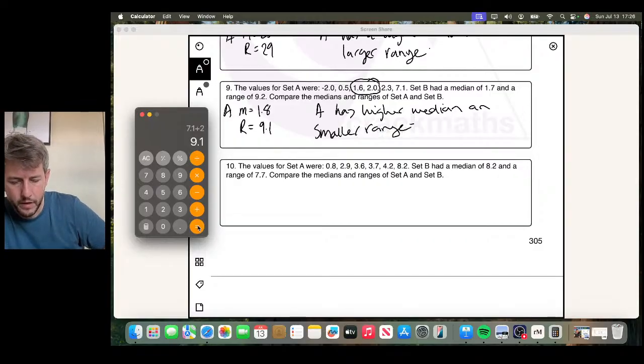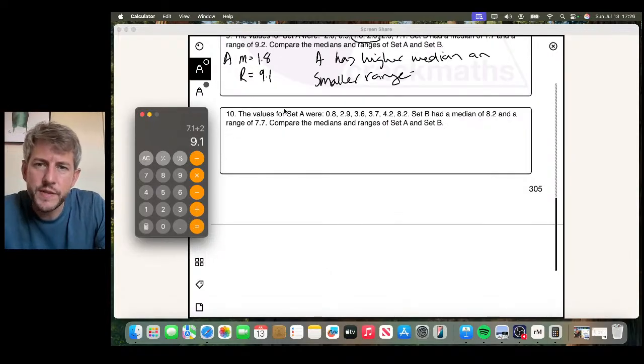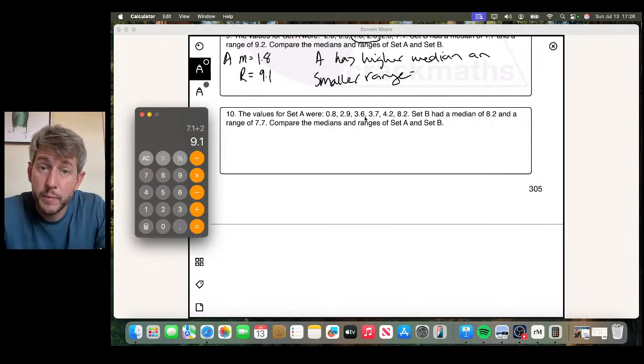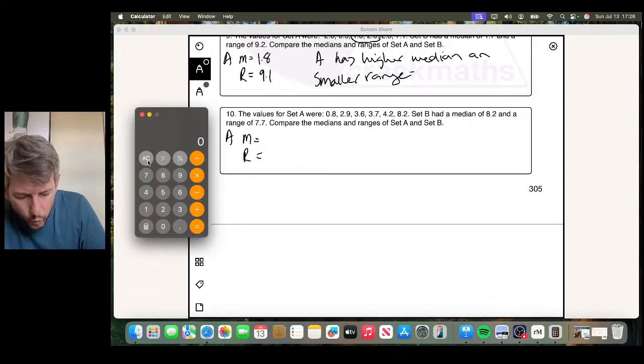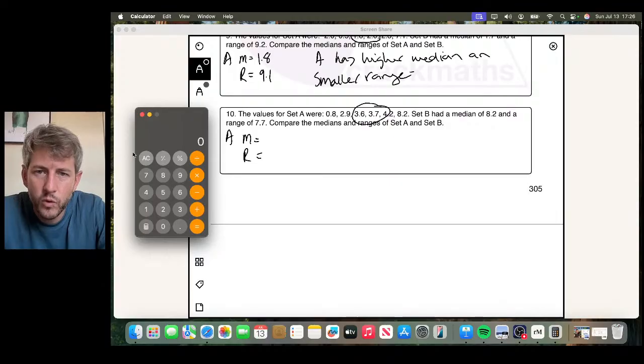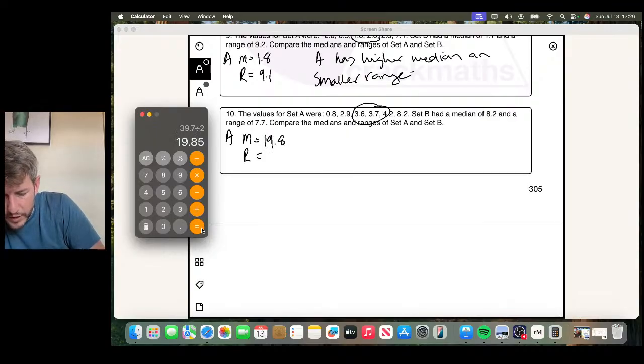Okay, right. Question 10. The values for set A were 0.8, 2.9, 3.6, 3.7, 4.2 and 8.2. Set B had a median of 8.2 and a range of 7.7. Compare the median and ranges for set A and set B. Okay, so for A, we've got the median and we've got the range. So we've got 1, 2, 3, 4, 5, 6 values here again, so there's 2 in the middle. They're already in size order, which is nice. So 3.6 add 3.7 equals this, divide that by 2. So the median is 19.85.